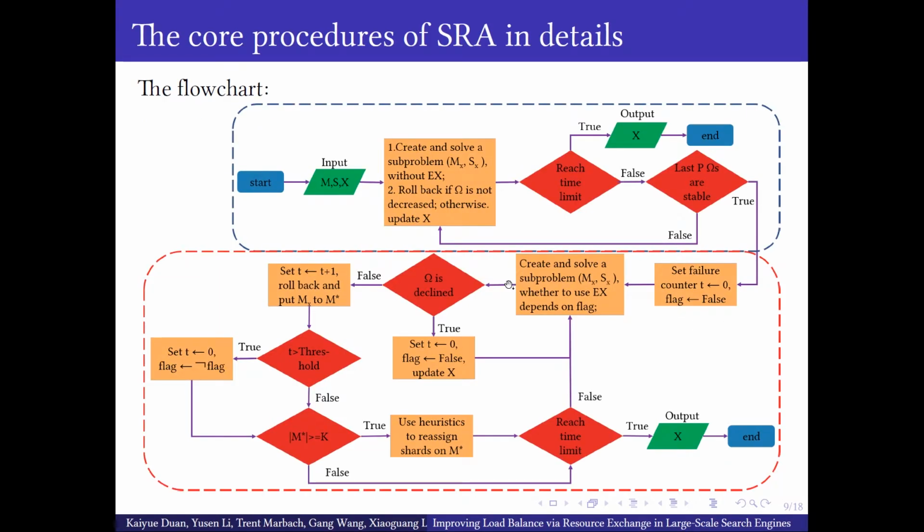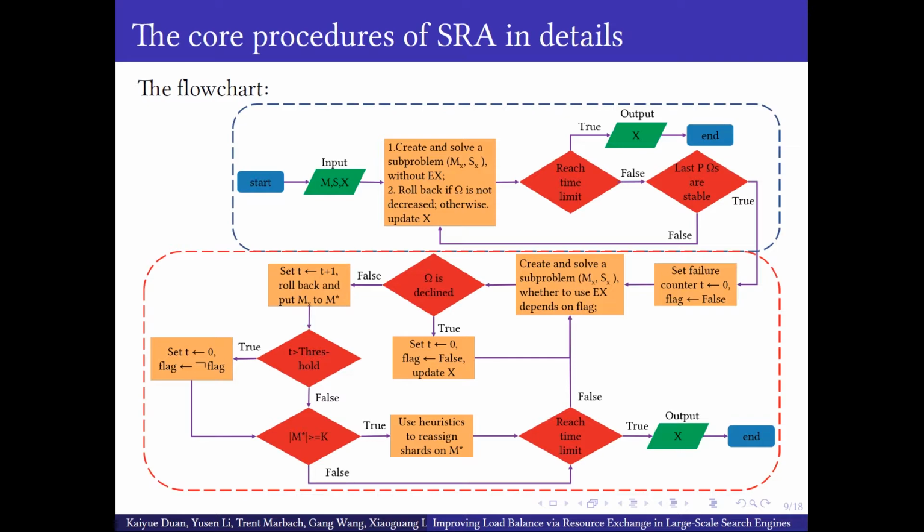The second step also contains two substeps. The first substep is in the blue dashed box, while the second one is in the red dashed box. In the first substep, we reassign shards among leaf machines only. We create a subproblem by randomly selecting a subset of leaf machines together with all the shards on those machines. Next, we check if the global imbalance is stable in the last p iterations. If so, we move to the second substep, where we consider using exchangeable machines.